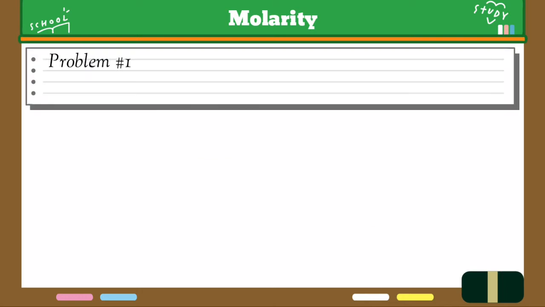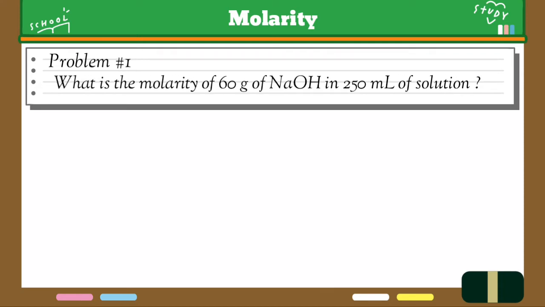Problem number 1. What is the molarity of 60 grams of sodium hydroxide in 250 milliliters of solution? So we're given everything that we need. First things first, always write the given in the problem so we can identify where we could put those values. As you can see, we don't have moles of solute. We need to convert grams to moles. In order to do that, we need to find the molar mass of sodium hydroxide.